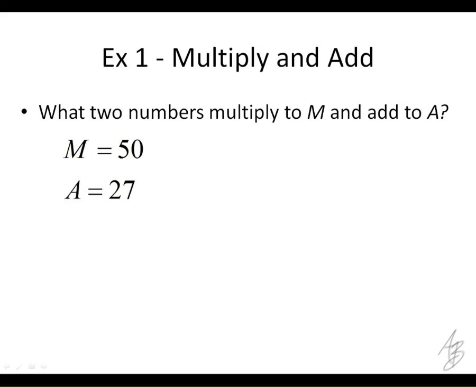So the first example we're going to look at here, basically what we want to do is figure out what 2 numbers will fit this description. What 2 numbers will multiply to get 50 and add to get 27. And so this is going to be a little bit of a guessing game, but it's going to be easier. You're not going to have to go through as many steps or do as much work as we were doing with those area models. So if I want to know what 2 numbers multiply to get 50 and add to get 27, what do you think I could start by doing?